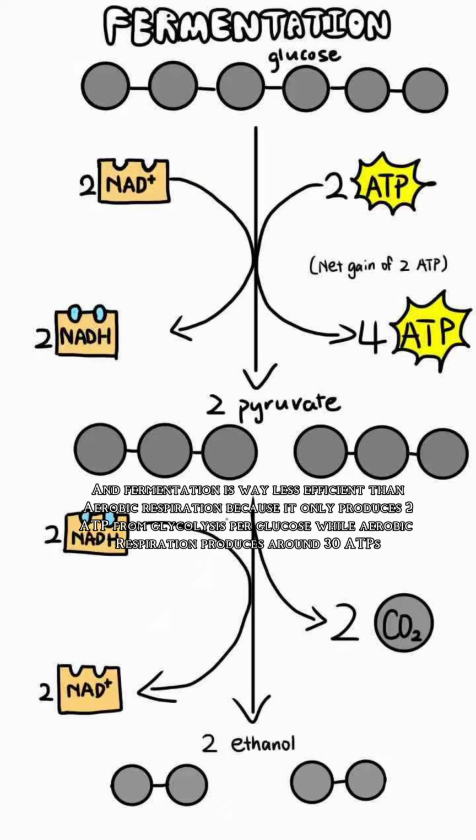And fermentation is way less efficient than aerobic respiration because it only produces 2 ATP from glycolysis per glucose, while aerobic respiration produces around 30 ATPs.